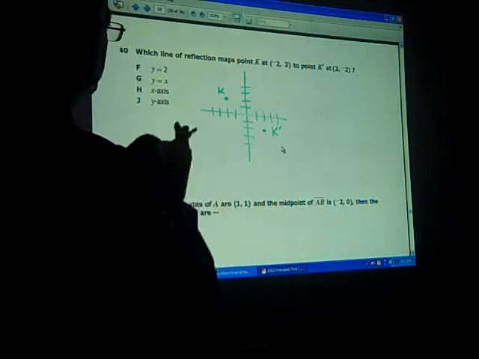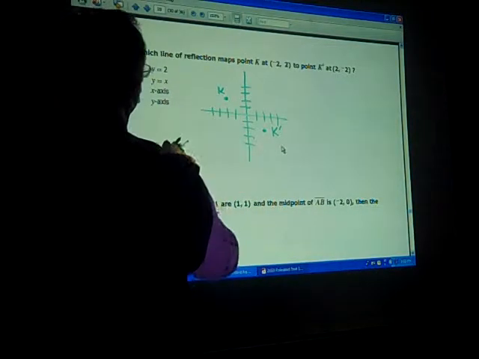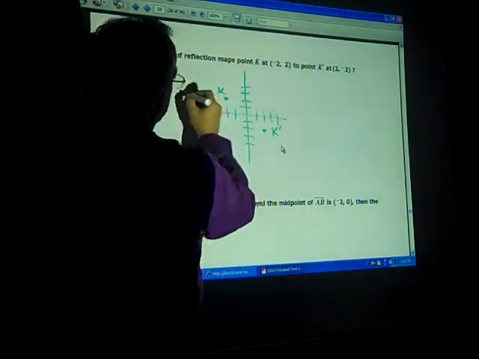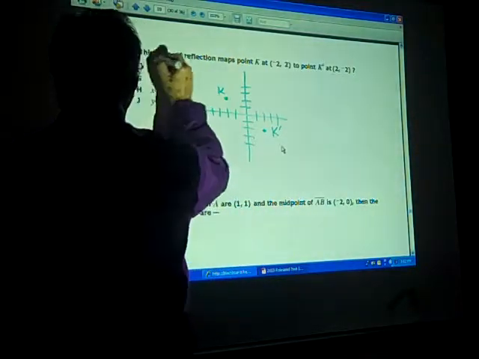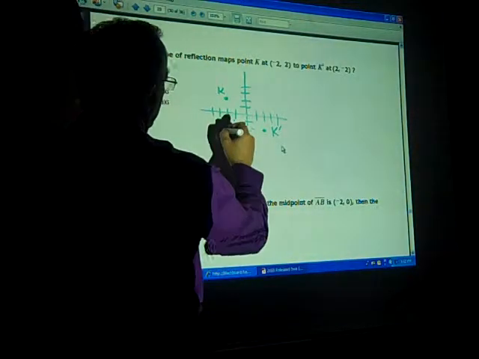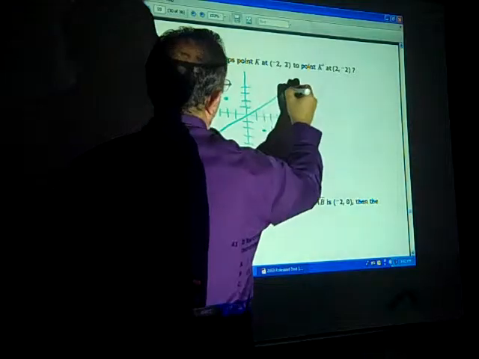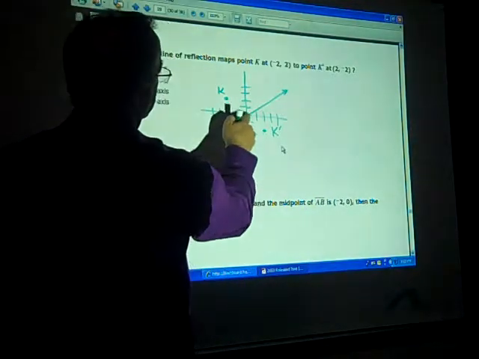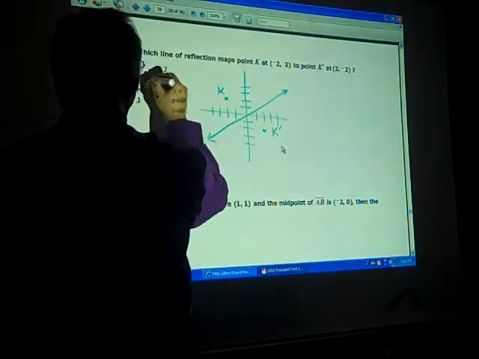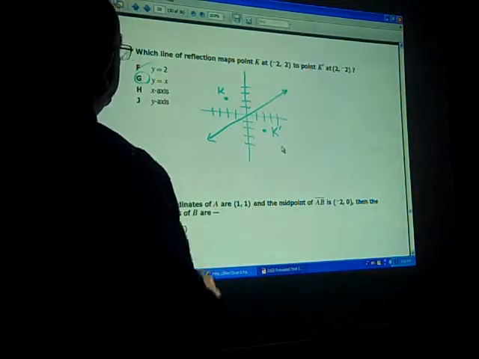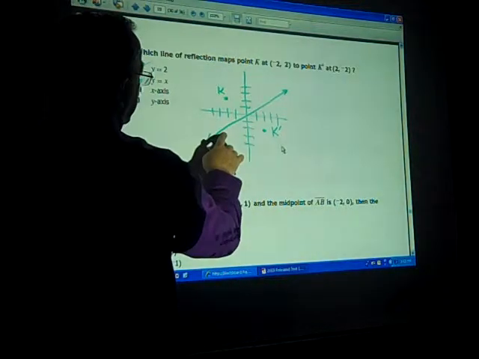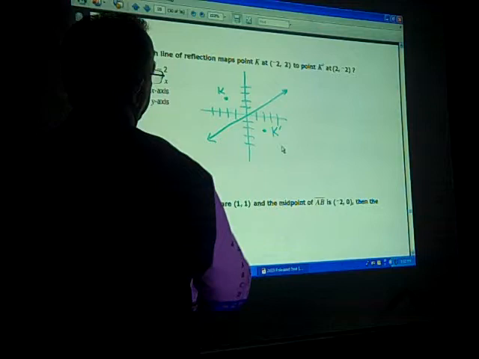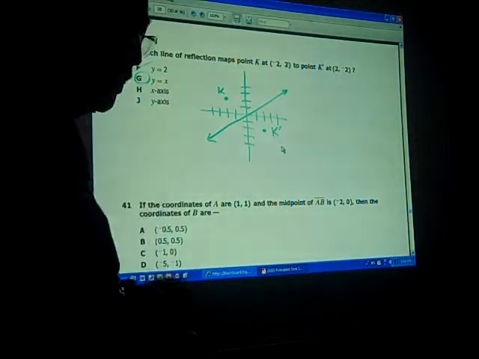Which line of reflection would we be using? All right, so y equals 2. Y equals 2 is right up here, so that's not right. Y equals x. Y equals x is the diagonal going through the origin like that, and this is the same position there as it is over there, so your answer is right there. If you look at the x-axis, it would be down here. Going over the y-axis, it would be over there. So G is the correct answer.